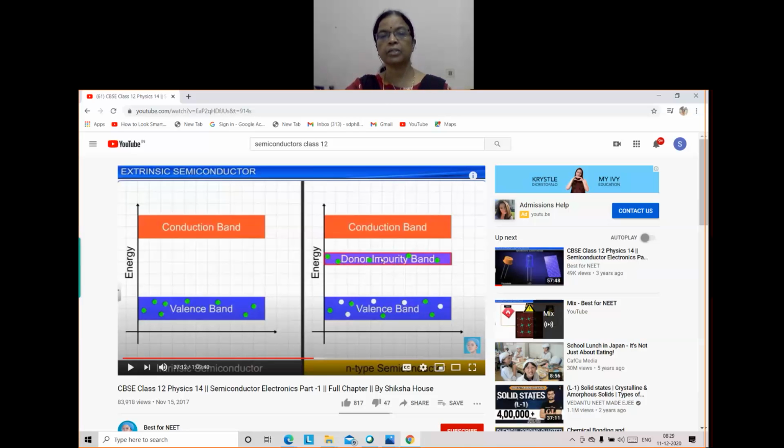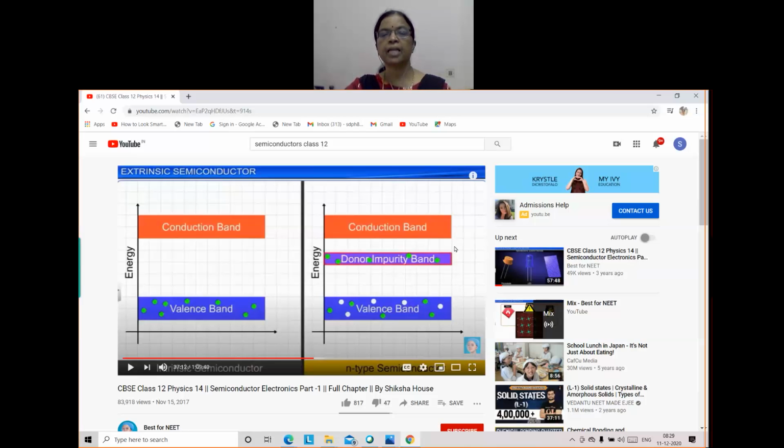So they are formed on an energy band. Jumping of electrons from the valence band to the conduction band is difficult. 1.1 eV is needed for a semiconductor, 1.1 eV for the electrons to jump from the valence band to the conduction band. But now the energy gap is reduced.